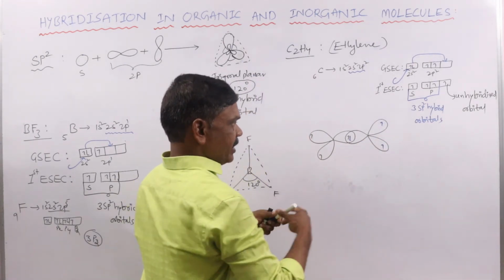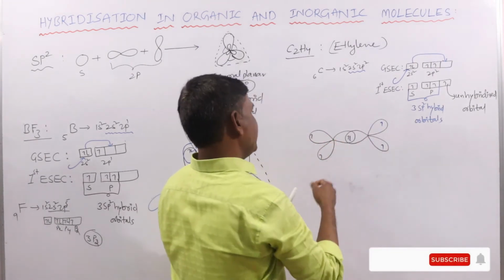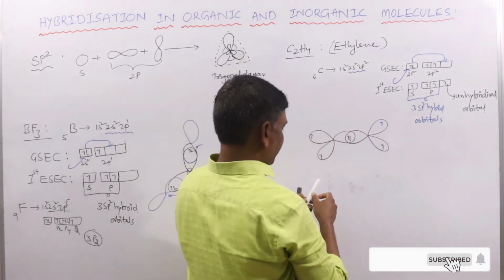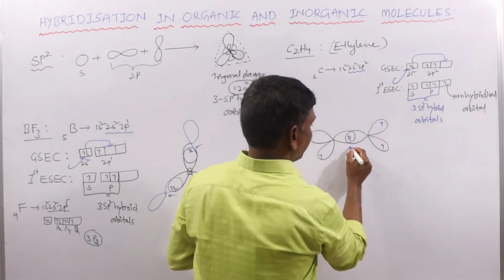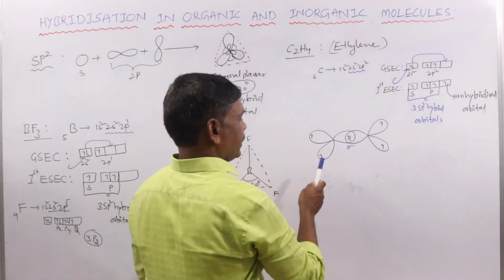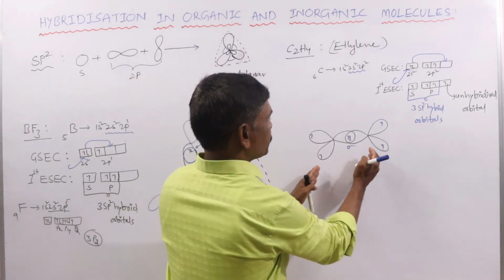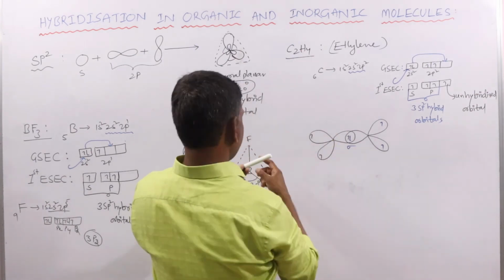Now which overlapping is here? This is linear overlapping. So which bond forms? Formation of a sigma bond takes place. So this is the hybrid orbitals part. Now the second element is what?